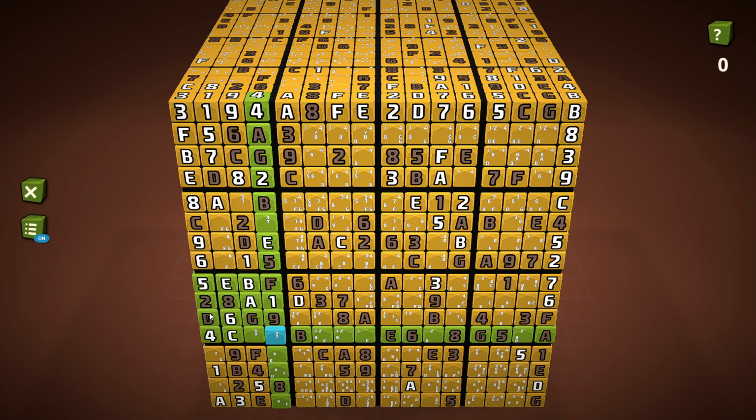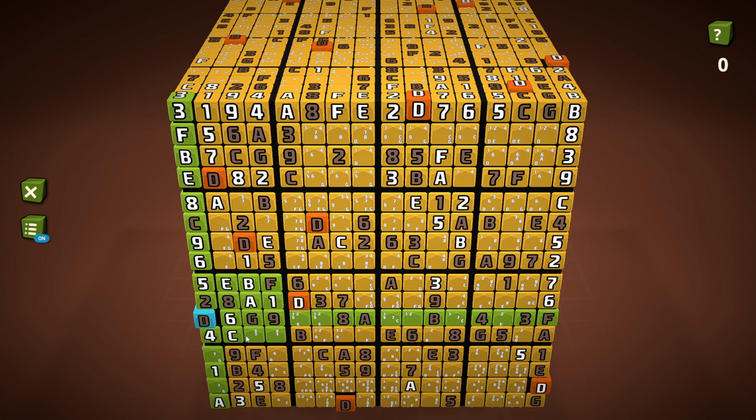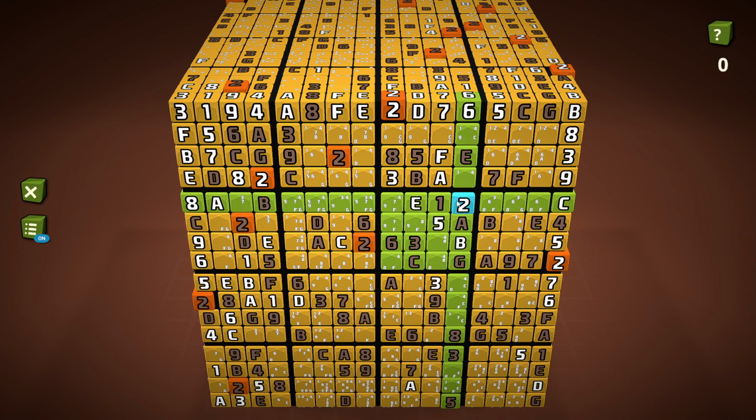Wait, hold on. This row, just below this one, doesn't have a D. This can't be a D. Oh, this one could be a D, or that would be a D. Drat. Those could be it? Okay.